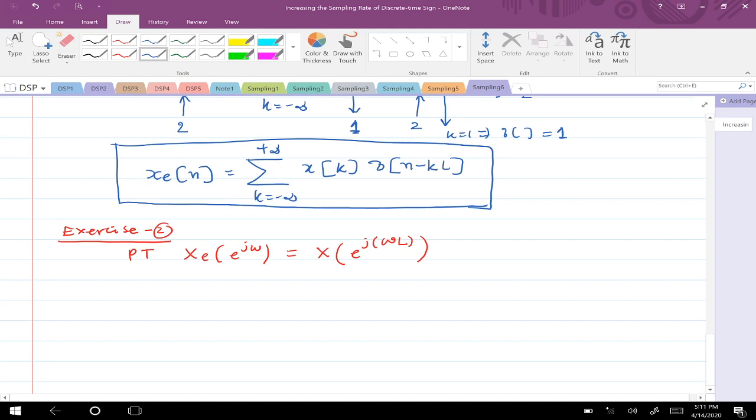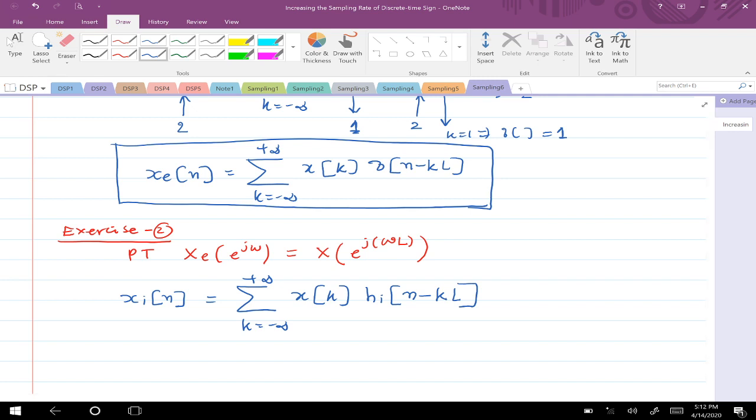So what could I write here? Xi of n, that is the output of applying the low pass filter, would be equivalent to summation over k varying from minus infinity to plus infinity x of k into, since I considered the impulse response to be Hi of n, the output of that would be Hi of n minus kL. Another important result.